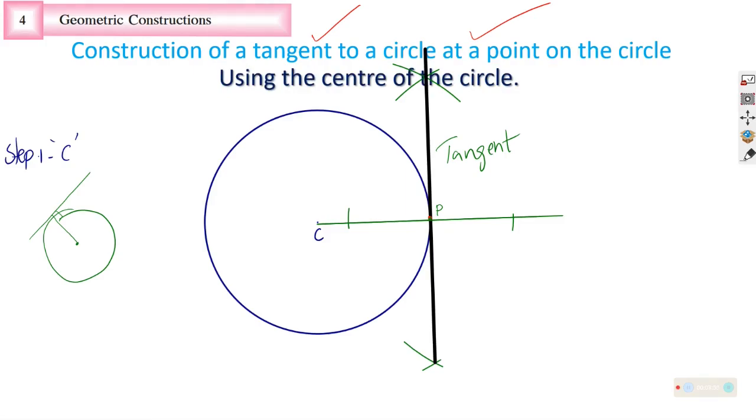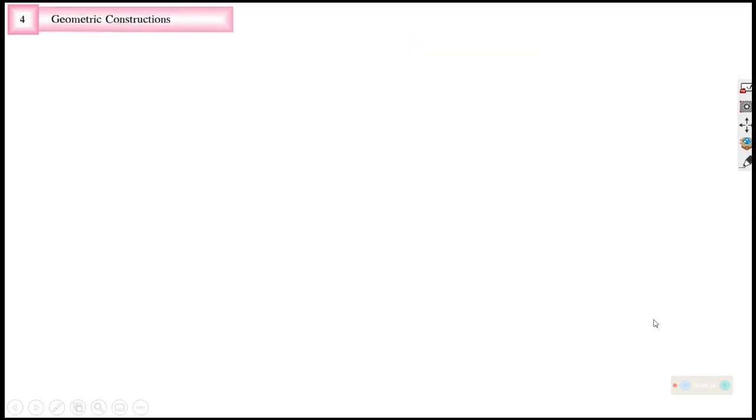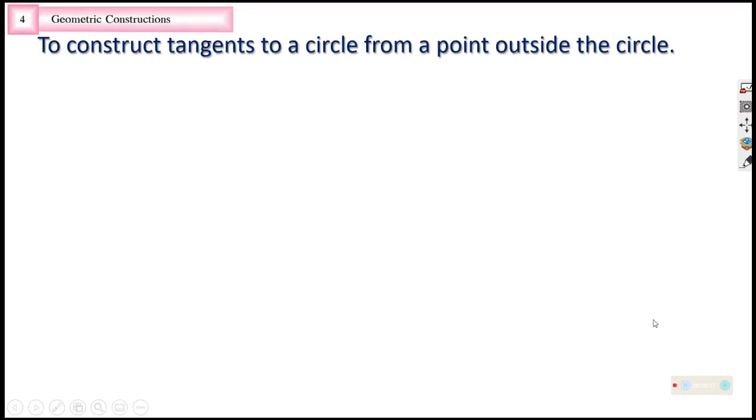Next one is using the center of the circle. This one was without anything related to the center of the circle. You will not have any point on the circle. How to do that? That is next time. We will move ahead to see whether we can construct a tangent to a circle from a point outside that circle. First it was on the circle, now to construct a tangent to the circle from a point outside the circle.